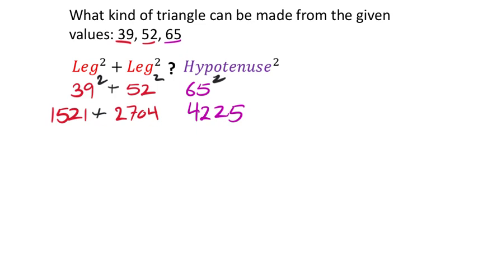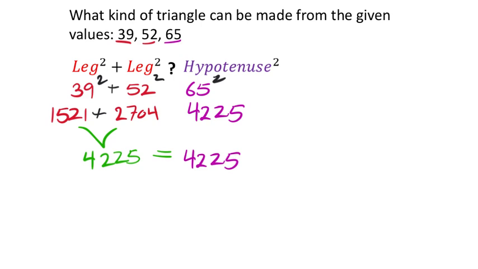Now again, I have no idea if I add these together, if it will equal 4,225, or if it will be greater than or less than. So I'm going to add those two numbers together, 1,521 plus 2,704, enter. I'm just putting that in my calculator. So when I add these two numbers together, I got 4,225. Now, I didn't know that was going to happen, but I know that 65 to the power of 2 is also 4,225. I have an equal sign here.